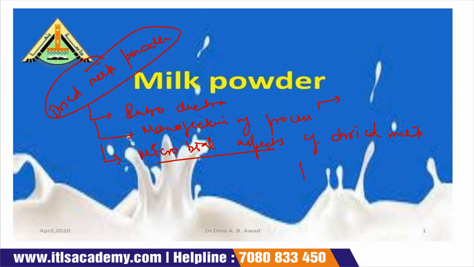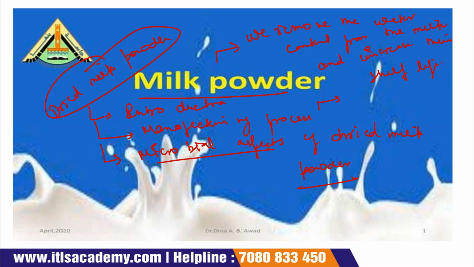As the name suggests, milk powder or dry milk powder means that we remove the water content from the milk, the normal milk which comes to our home, and increase its shelf life.